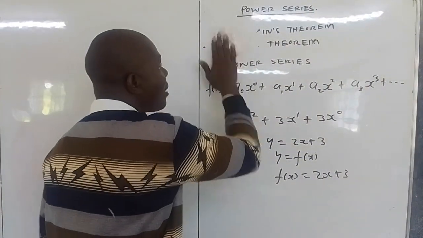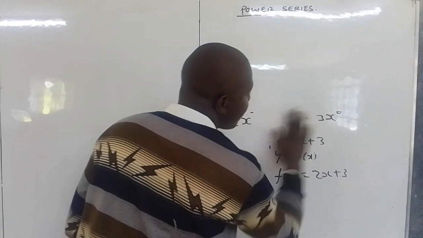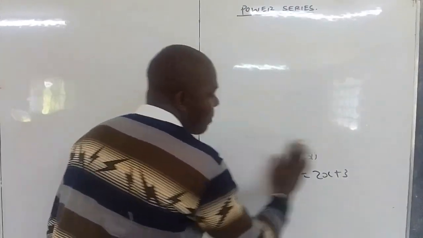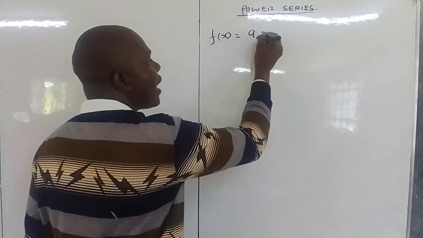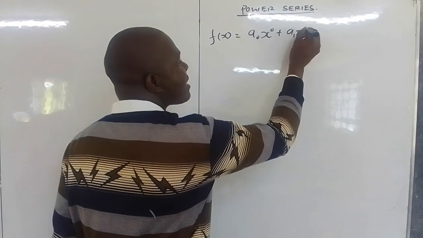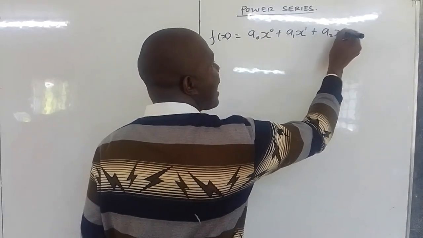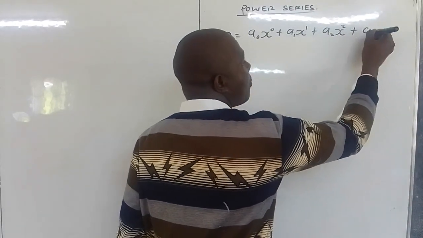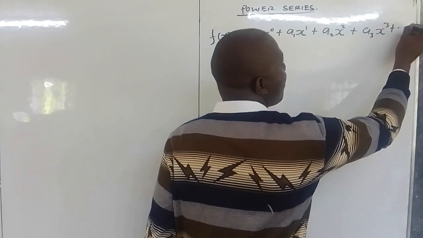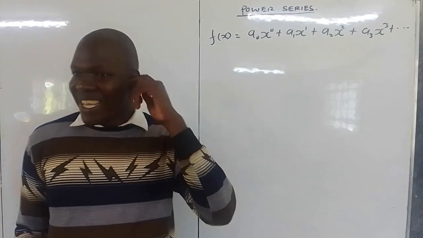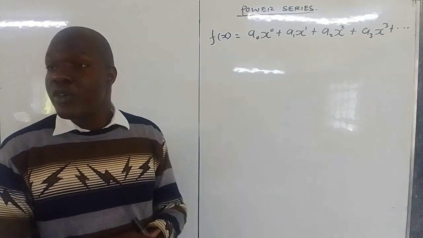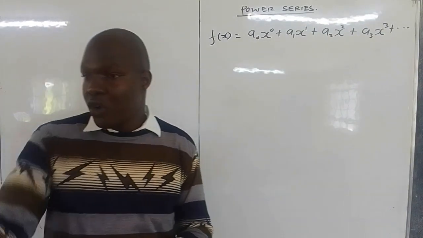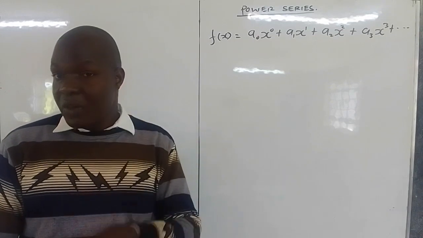So when we start with the power series, before we go to the two theorems of Maclaurin and Taylor, we found that the function f of x is equal to a naught x naught plus a1 x1 plus a2 x2 plus a3 x3 plus until infinity. This is where you reach, isn't it? Are you seeing that? So this is a polynomial function, and you've seen how the polynomial function is coming about, isn't it? Are we together?